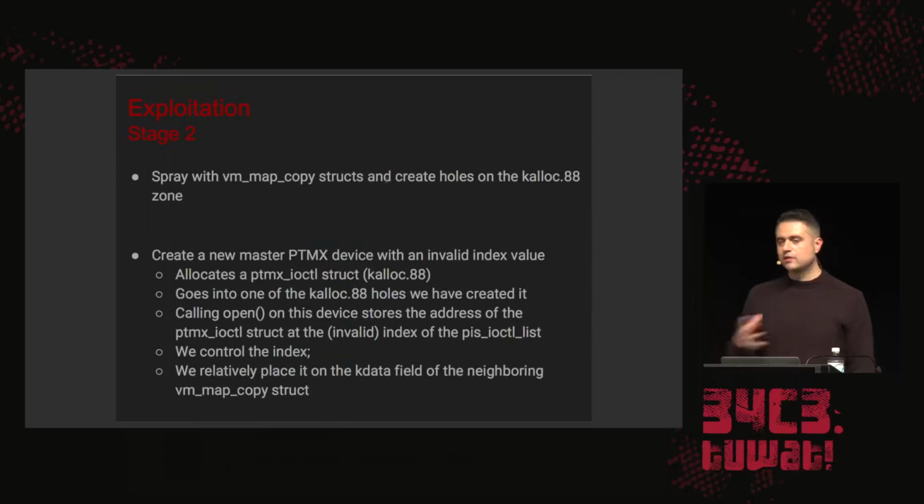Okay, so the second stage is done on the calloc88 zone. I spray again with VMAP copy structs, and this time I make them 88 bytes to go to the calloc88 zone, and then I create holes again. And then I trigger the bug with the invalid index value.